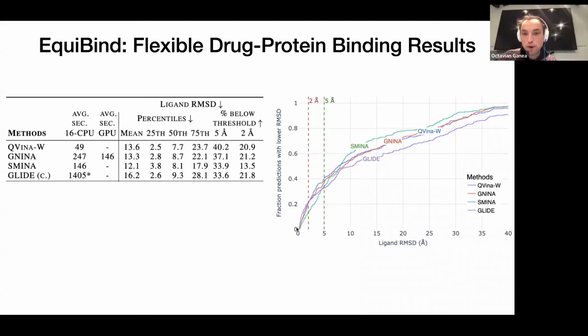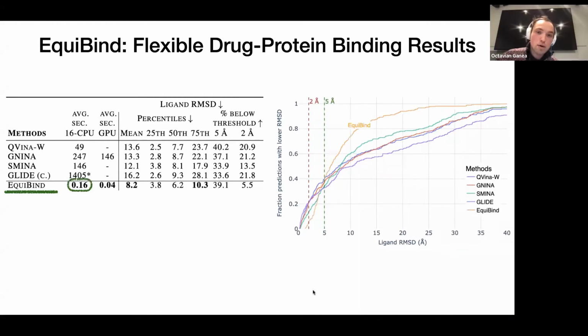So you see here the plots. Obviously, we want the plot to be as high as possible. These are the CDF plots, right? Now we have EquiBind, our model. You see it's much faster than the existing methods, and it often outperforms the other models, or is on par. With one exception: if you look at the 2 angstrom here, we are actually behind. So this is really the fine-tuning regime of this task.